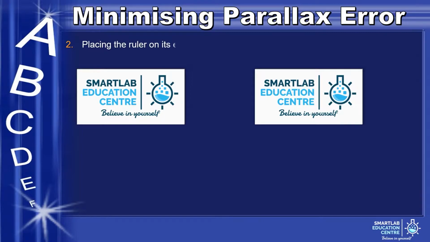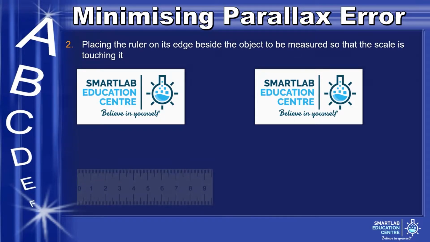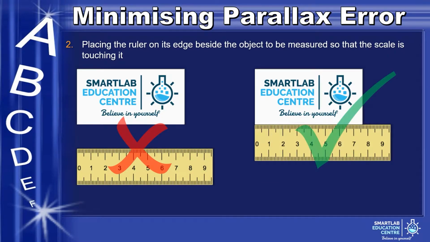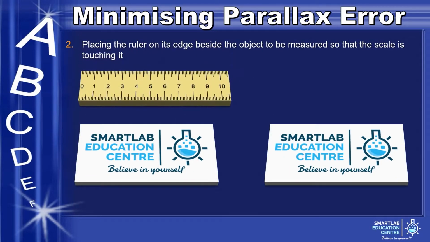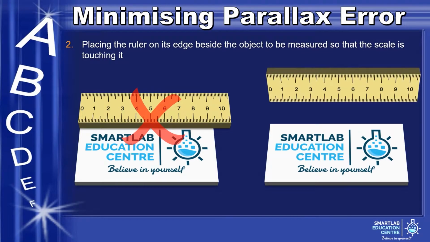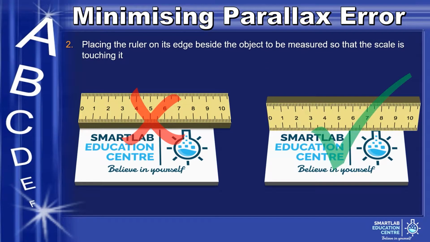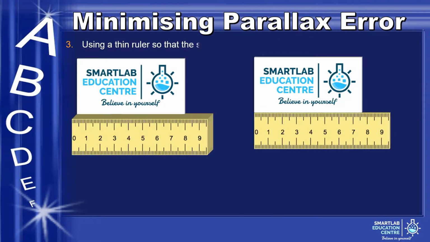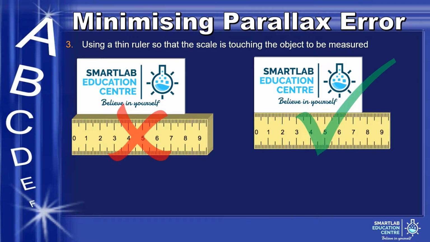2. Placing the ruler on its edge beside the object to be measured, so that the scale is touching it. 3. Using a thin ruler so that the scale is touching the object to be measured. 4. Taking the average of numerous readings.